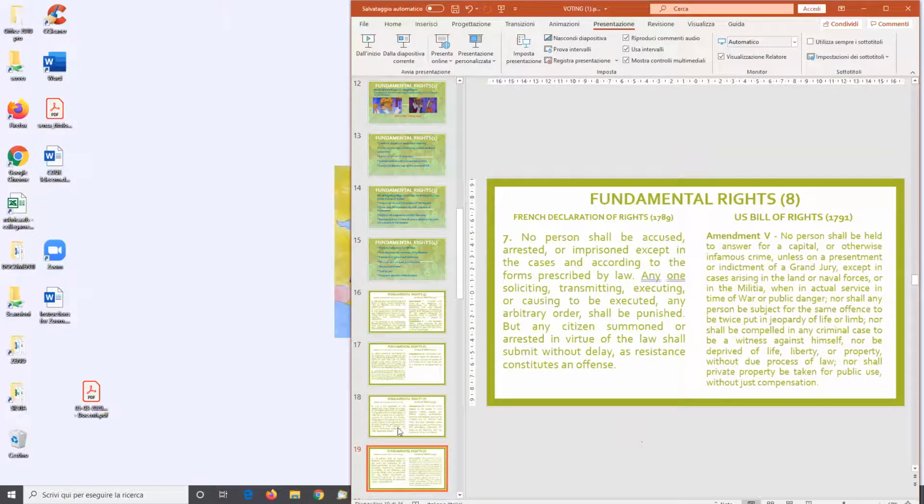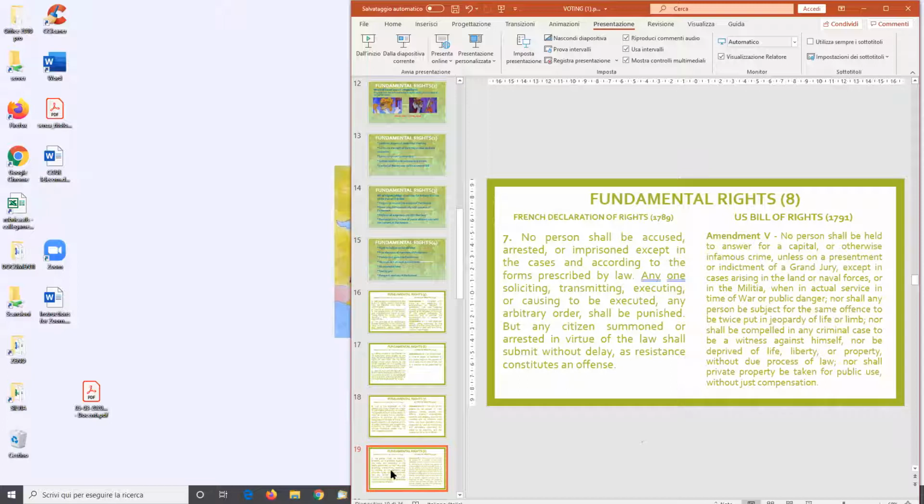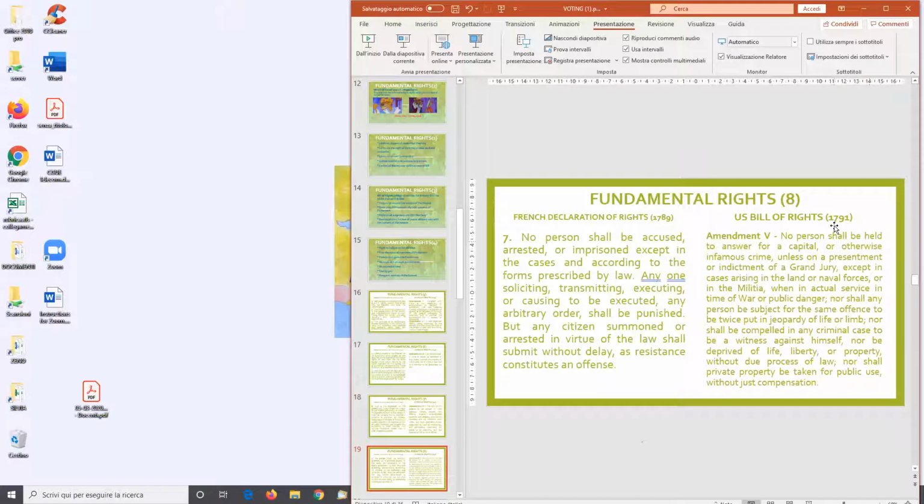Going further on with the French Declaration of the Rights of Man and of the Citizen, now we're going to move to specific rights, and this is where the comparison is more interesting. Now let's look at Article 7 of the French Declaration, and we can compare it with the Fifth Amendment to the US Constitution. Article 7 says, no person shall be accused, arrested, or imprisoned except in the cases and according to the form prescribed by law.